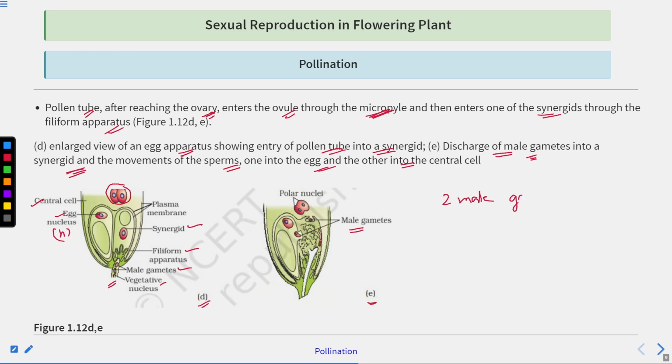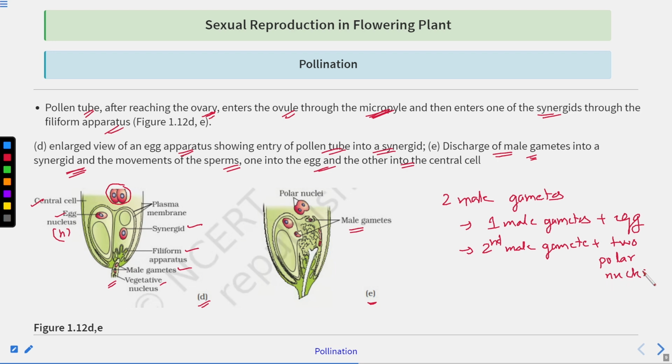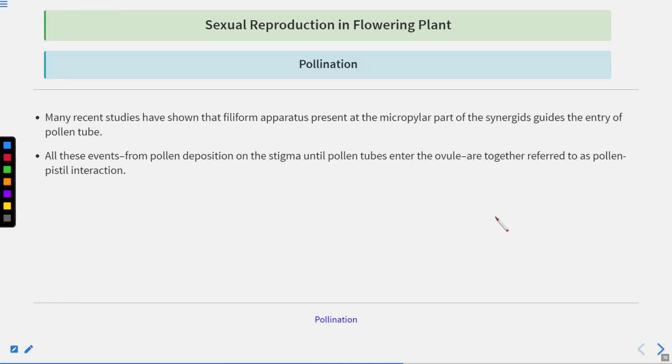So we will discuss this in detail when we talk about double fertilization. There are two male gametes. One male gamete will fuse with the egg, and the other, the second male gamete, will fuse with what? It will fuse with the two polar nuclei. Clear? This is known as double fertilization. We'll talk about this in the next lecture.